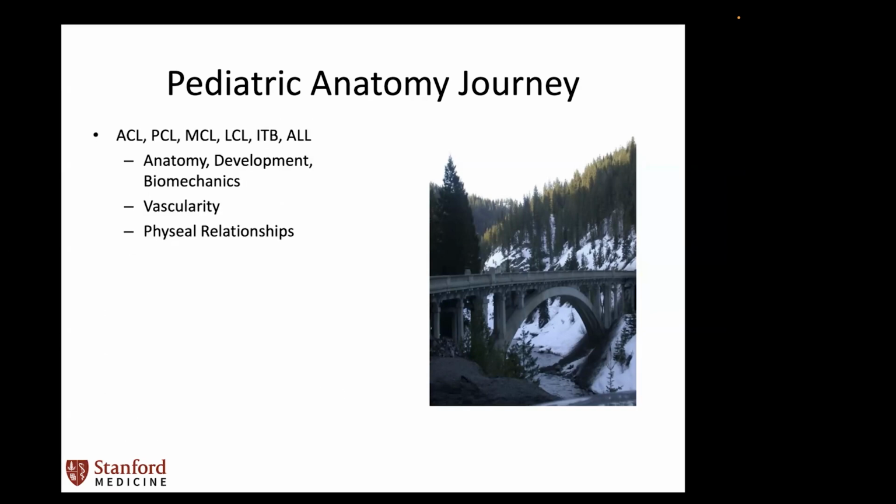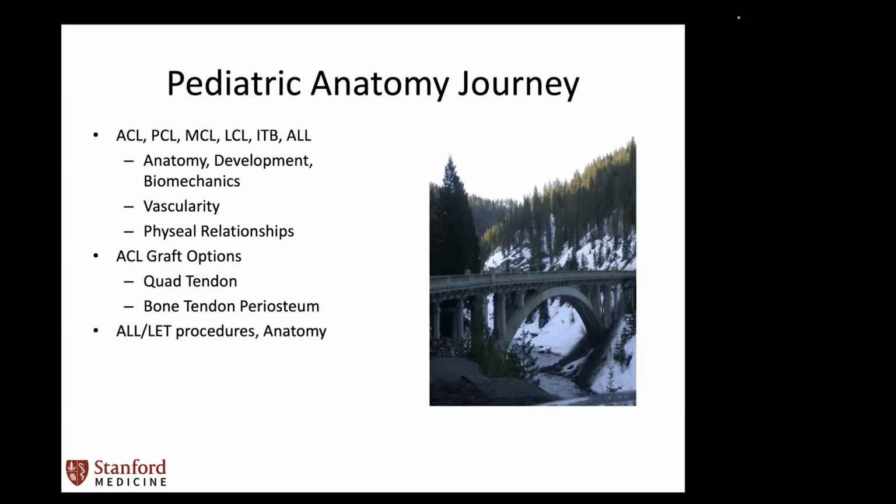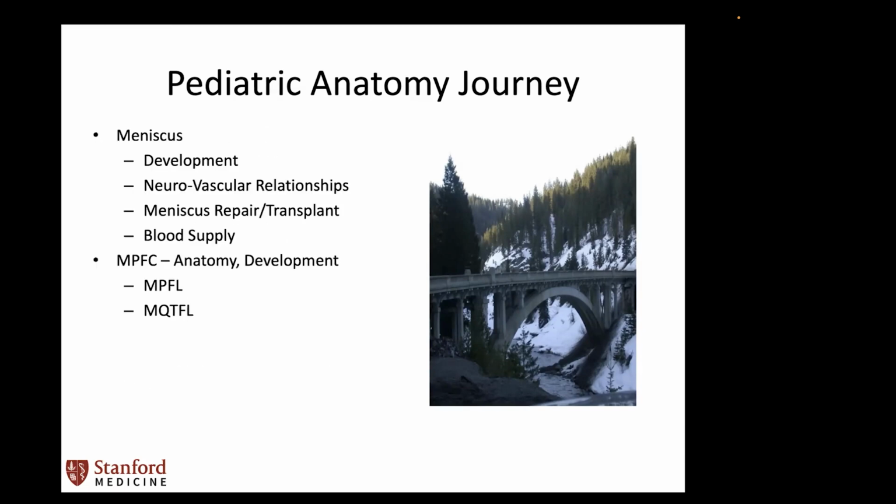This includes all the ligaments that we all commonly know, both the anatomy, development, vascularity, and most importantly, the physeal relationships, so we know how to do surgery safely. I've done a fair amount of work thinking about graft options for pediatric adolescent patients, including the development of maybe a new graft, something called the bone-tendon-periosteum, perhaps sometime in the future. Thought a lot about LET, anterolateral capsular procedures, including the anatomy with relevance to pediatric cases, and all blood supply of the knee joint, including the etiology of OCD.